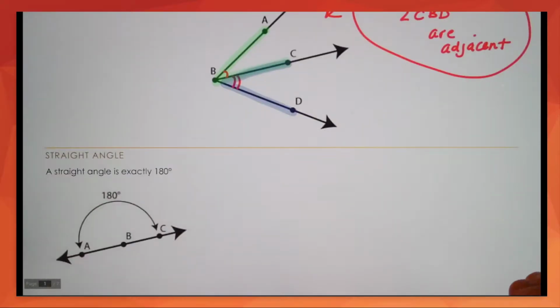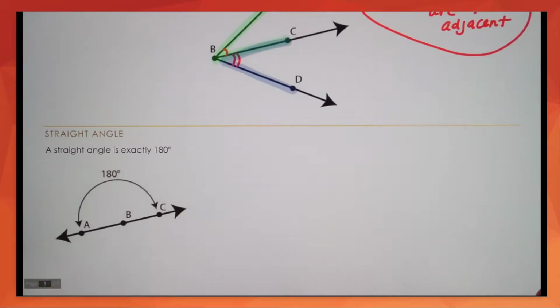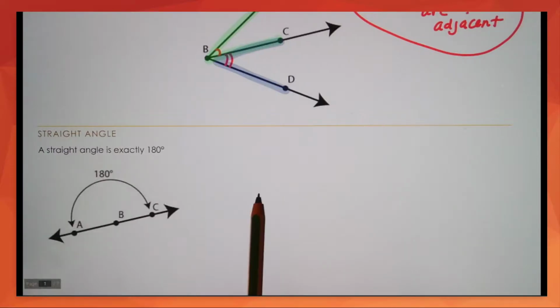So I'm going to scroll my notes a little. We're going to talk also about something called a straight angle. So a straight angle is exactly 180 degrees. So you might never have actually thought of this as being an angle, okay? Because this is just a line, right? This is line AC or AB or BC. This is line AC. It continues infinitely in both directions.